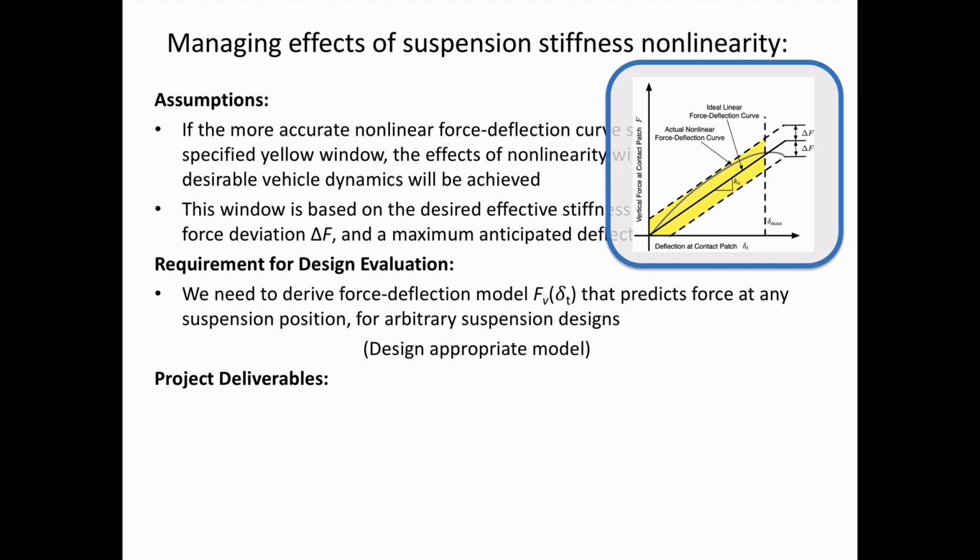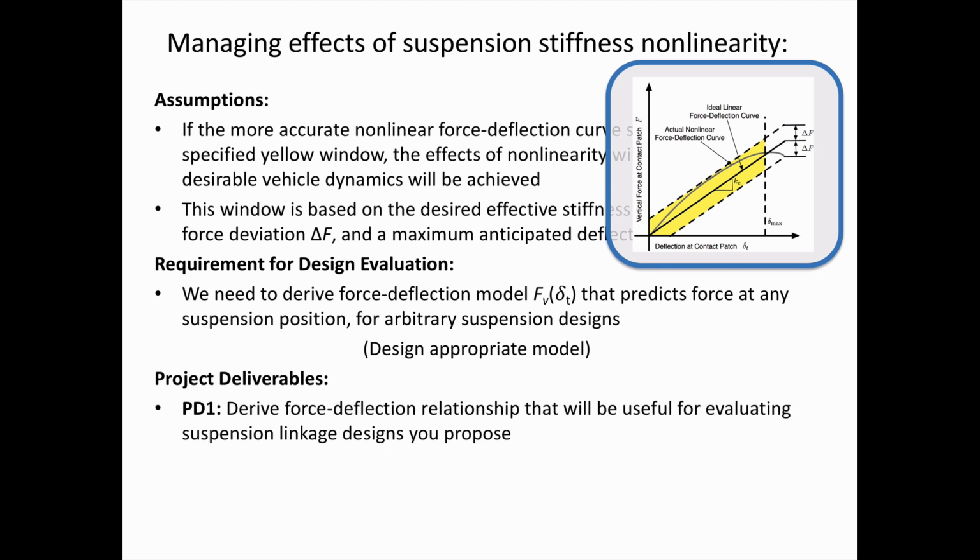Now, with that in mind, let's look at how this relates to your project deliverables, at least the first couple. In project deliverable number 1, your job is to derive this force deflection relationship that will then later be used for evaluating suspension linkage designs that you propose. So in the first deliverable, there's no design, it's just an analysis problem. And we're going in class to walk through at least an outline of how to derive this relationship. And we're also going to go through MATLAB code that you're going to be using for this.